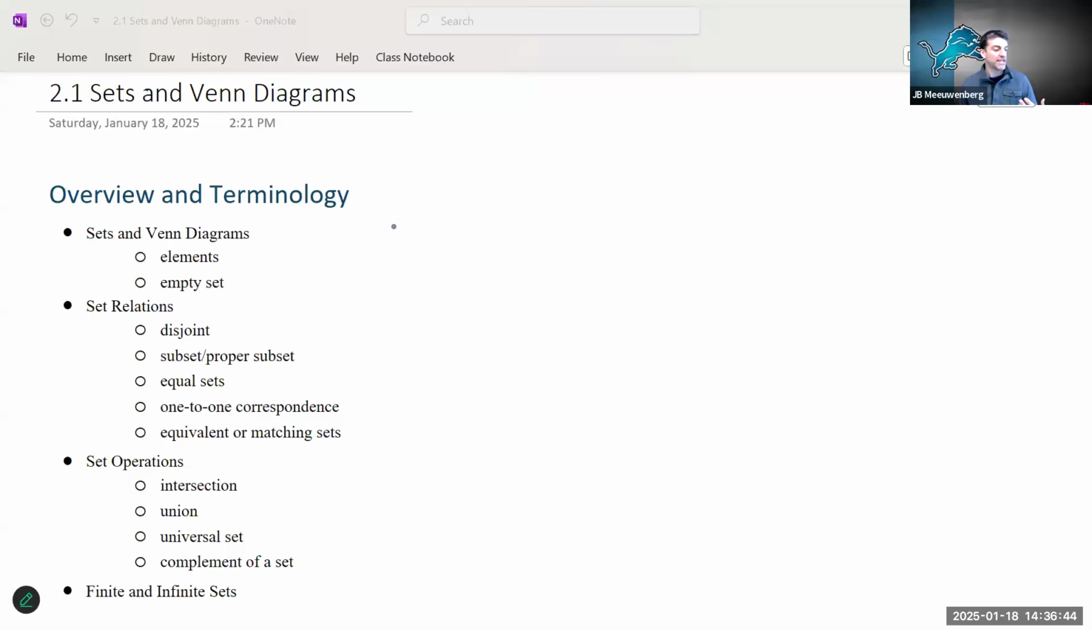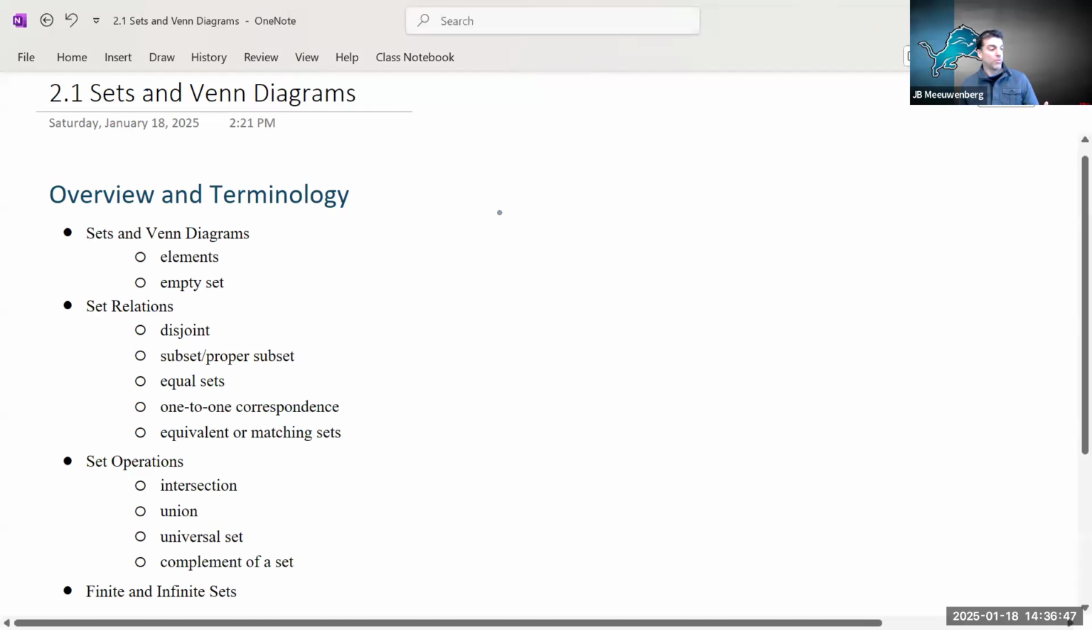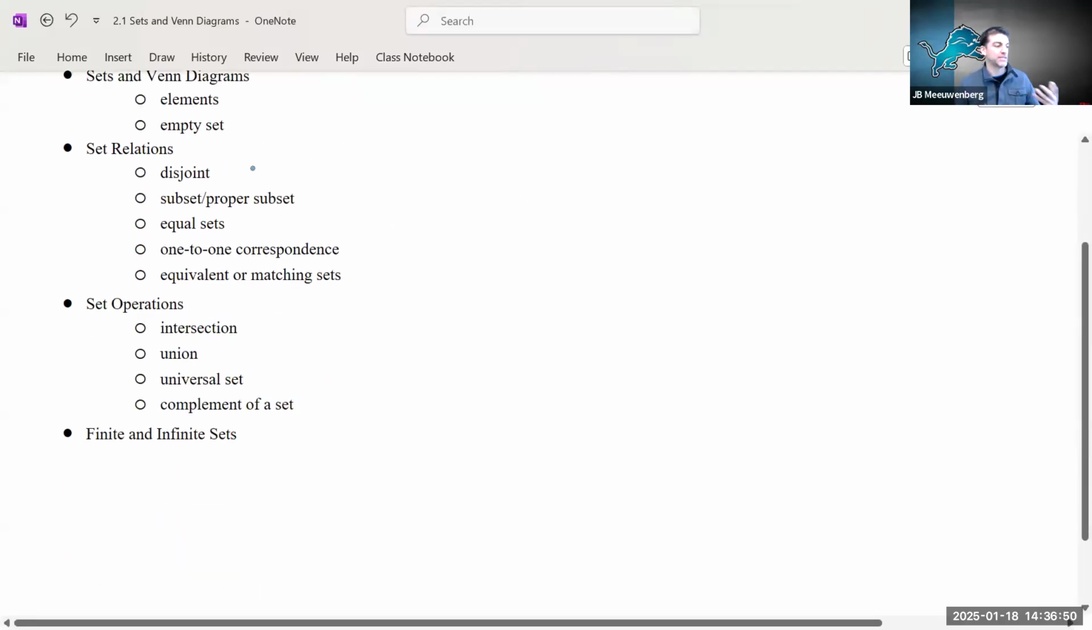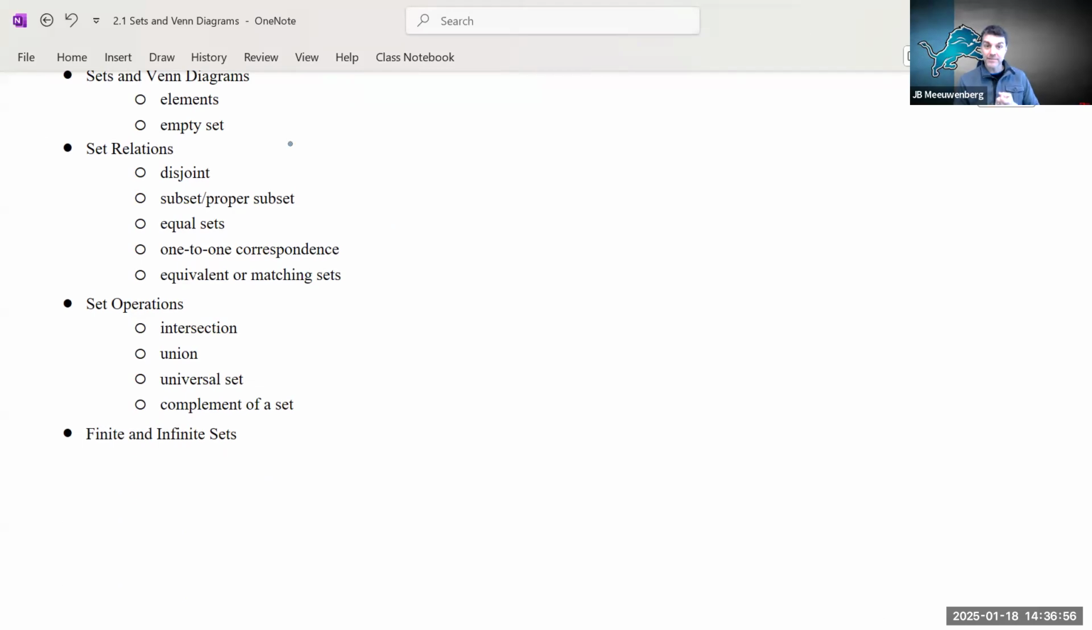And so again, we're going to use those a lot as we go through this section. And so let me share with you some terminology and just a bit of an overview of what this section is going to look like. Because again, there's a lot of terminology and this just addresses some of it. We're going to talk about sets and Venn diagrams. We are going to introduce terms like elements and empty set. We're going to talk about set relations, terms like disjoint sets, subsets, proper subsets, equal sets, a concept called one-to-one correspondence, equivalent or matching sets.